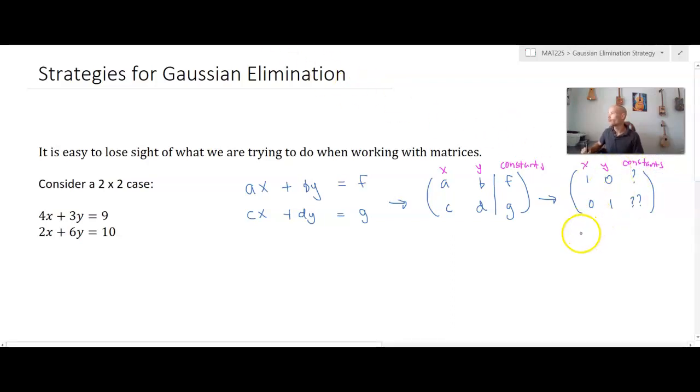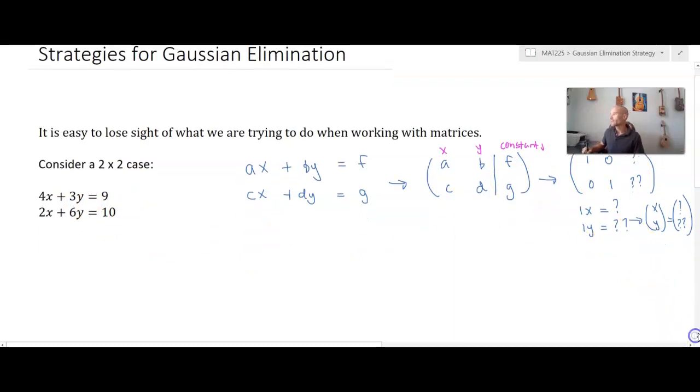So this would read 1x plus 0y equals question mark, whatever that constant value is. And the second equation would be 0x plus 1y equals something else, which really just means that x and y are equal to those two constants. So we can see that the format that we want is this 1, 0, 0, 1 for this 2x2 system. Let's go ahead and execute that task now.